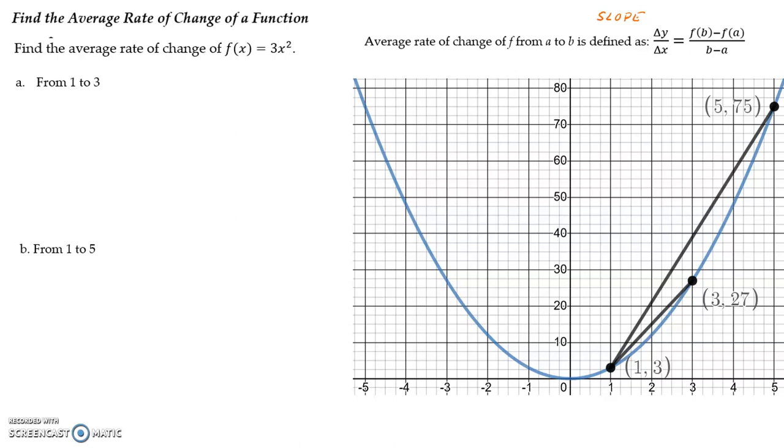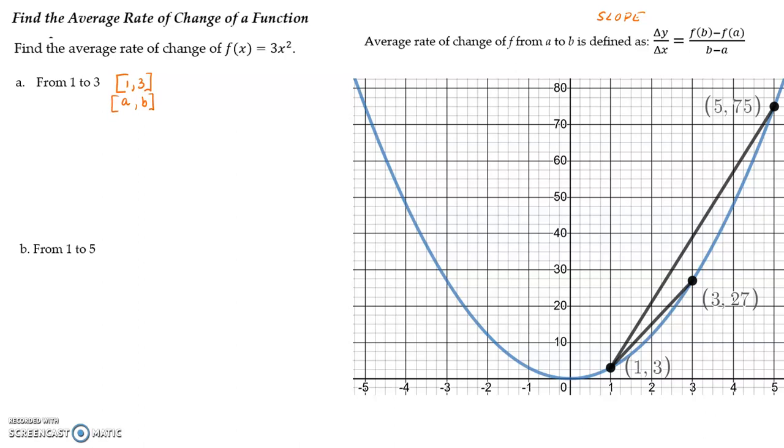minus a. We're going to be taking a look at an interval for this first example, and we want to calculate the average rate of change of the function f of x equals 3x squared, which is the graph that you see in blue. And we're looking at the interval from 1 to 3. Sometimes you're going to see this written in interval notation as from 1 to 3 with the brackets on it. So our a value in this case is going to be the 1, and the 3 is our b value.